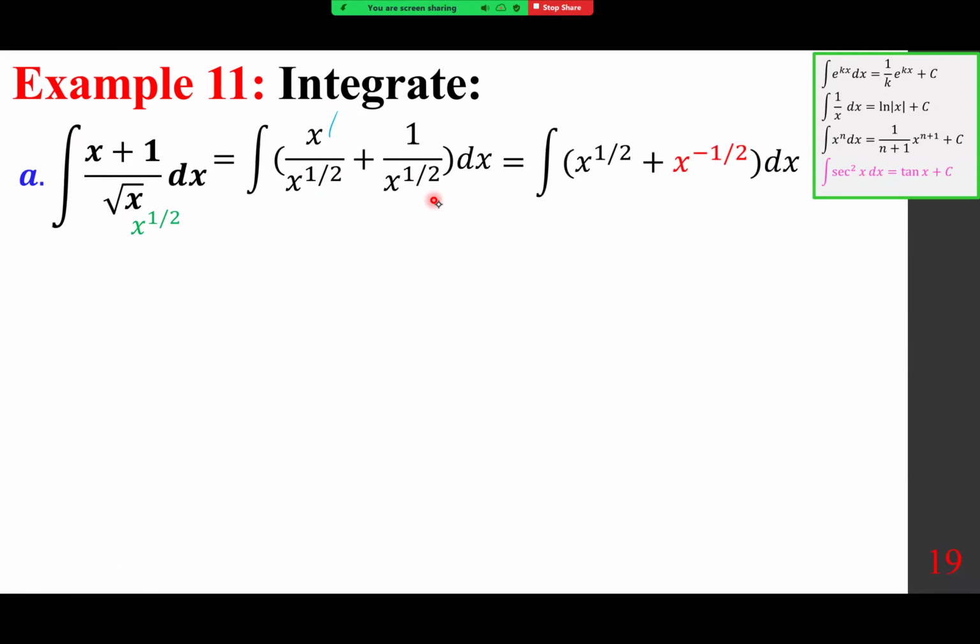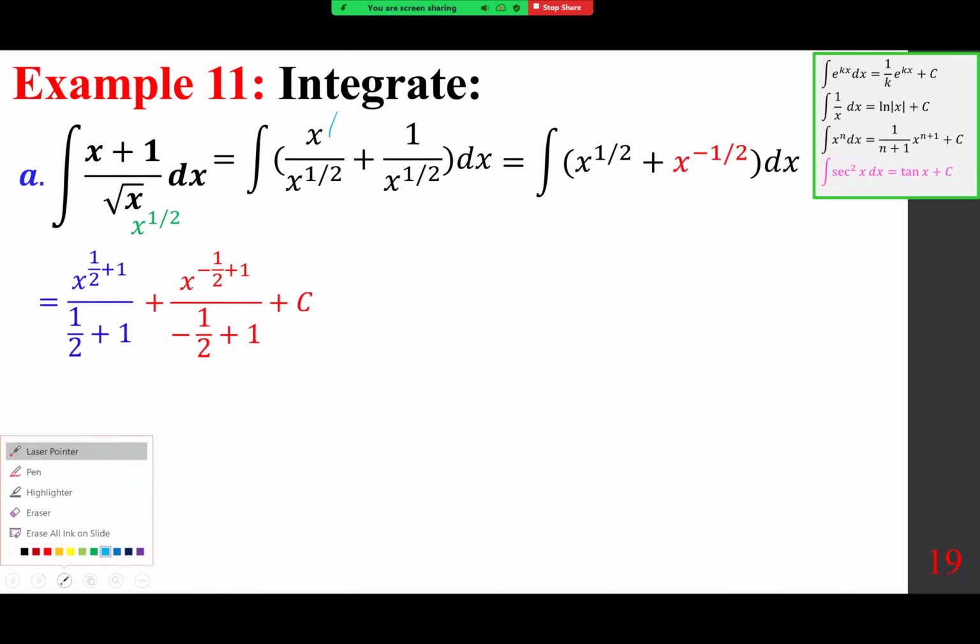And now we're going to use the power rule on this. So the first one, 1 over 1/2 plus 1, x to the power of 1/2 plus 1. The second one, 1 over negative 1/2 plus 1, x to the power of negative 1/2 plus 1, and a constant. 1/2 and 1, they add up to 3/2.